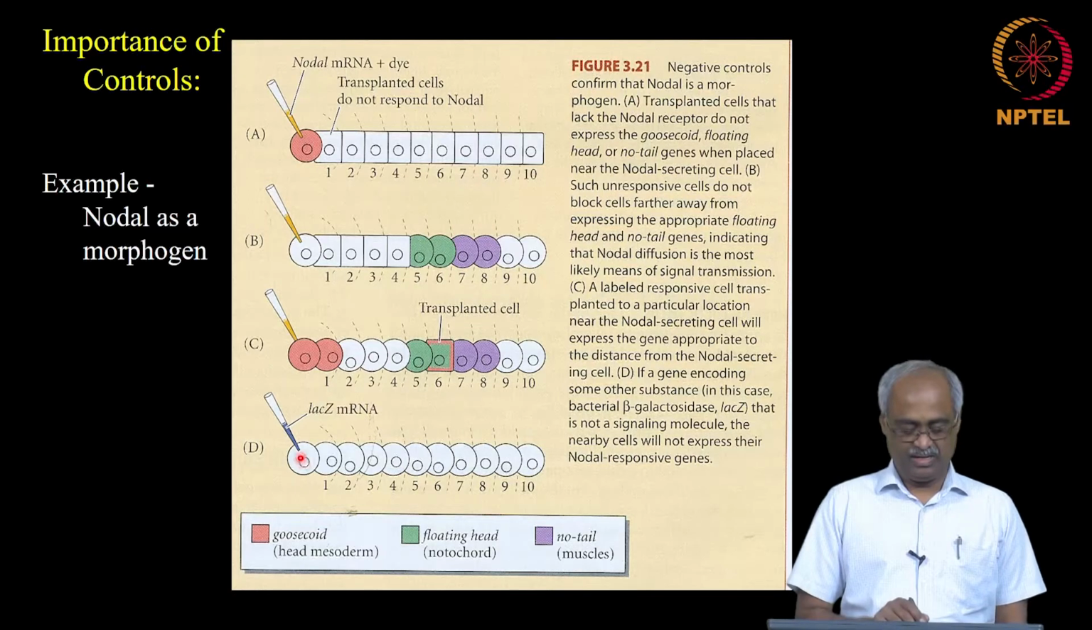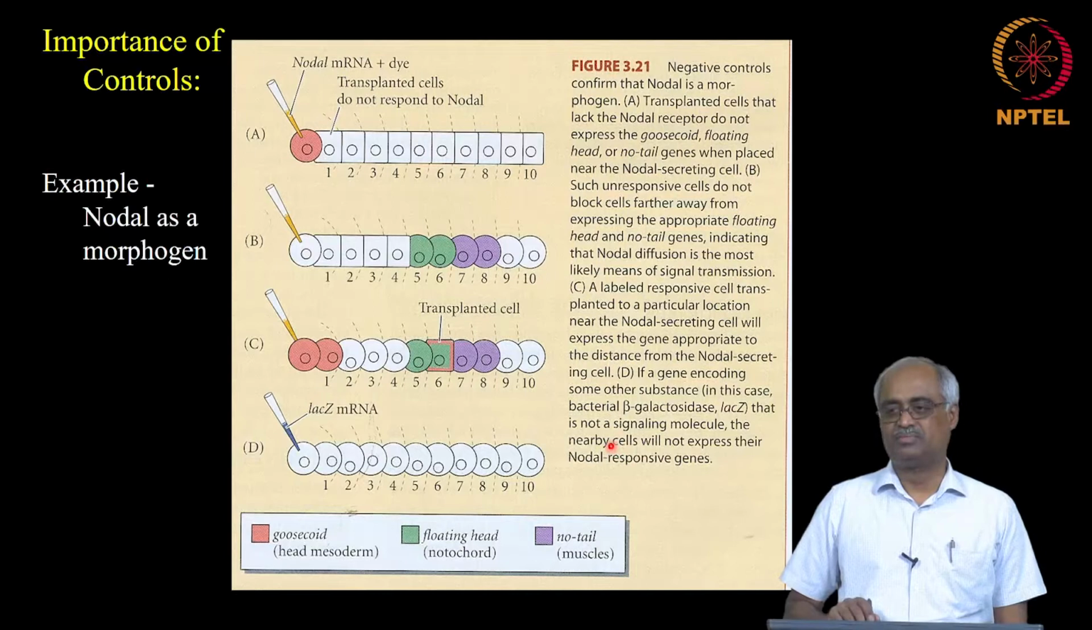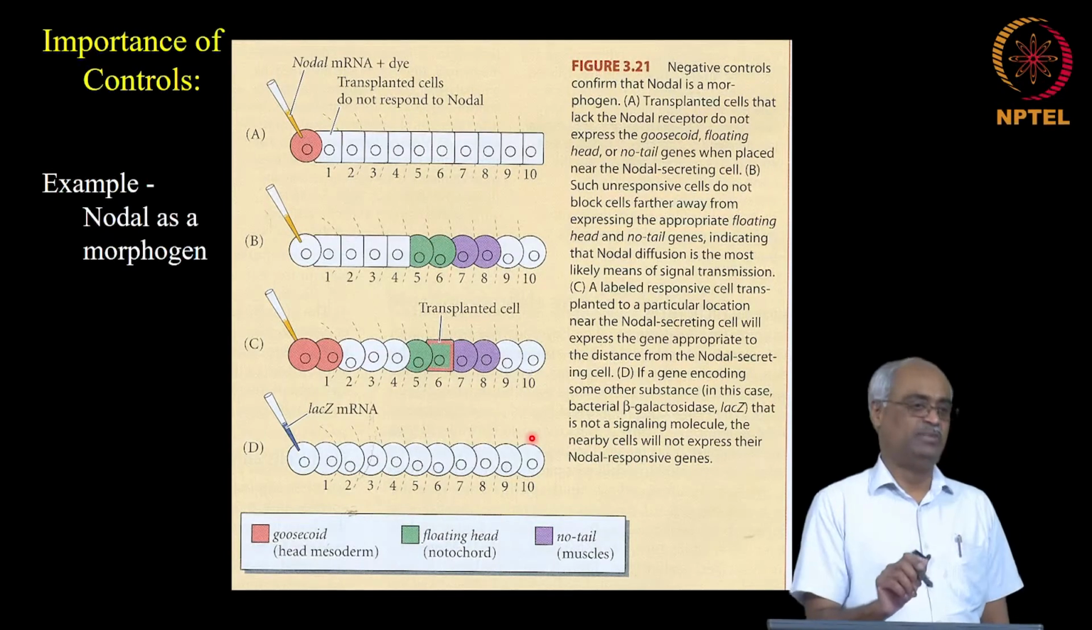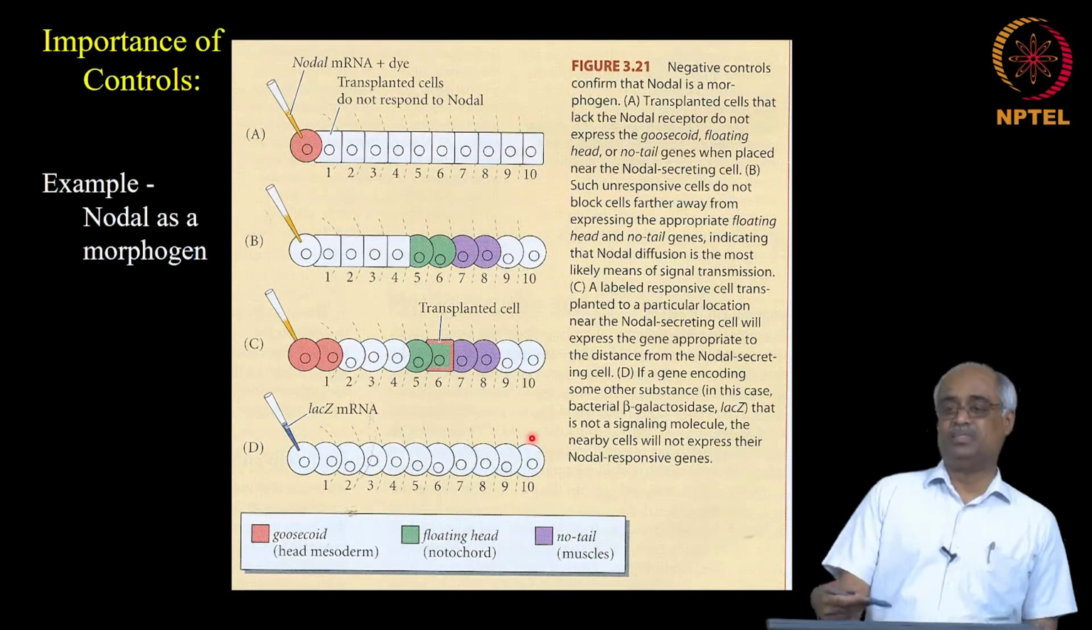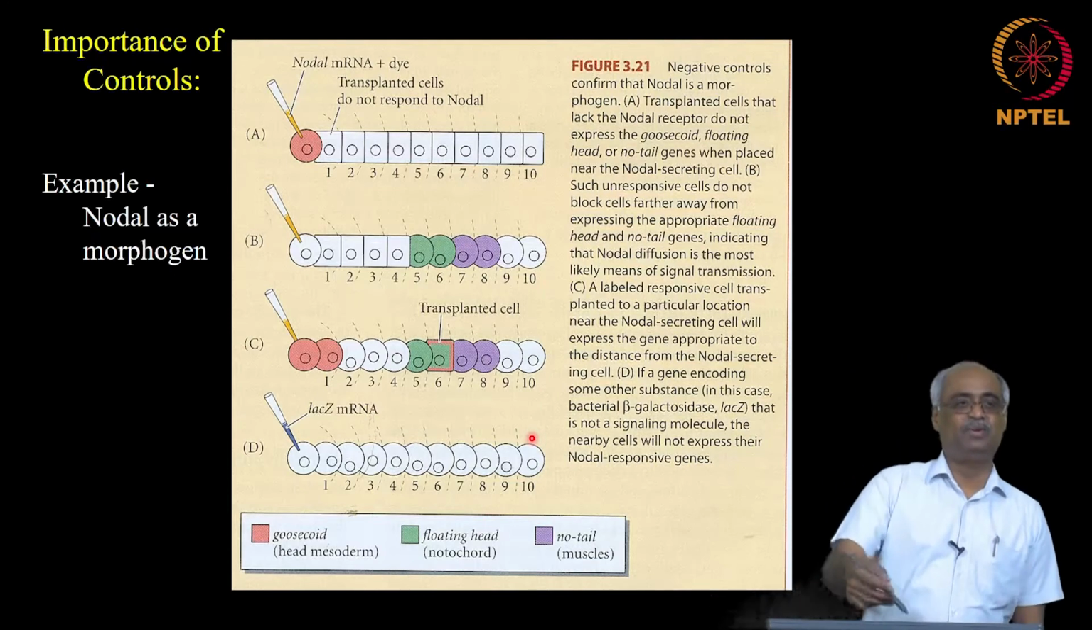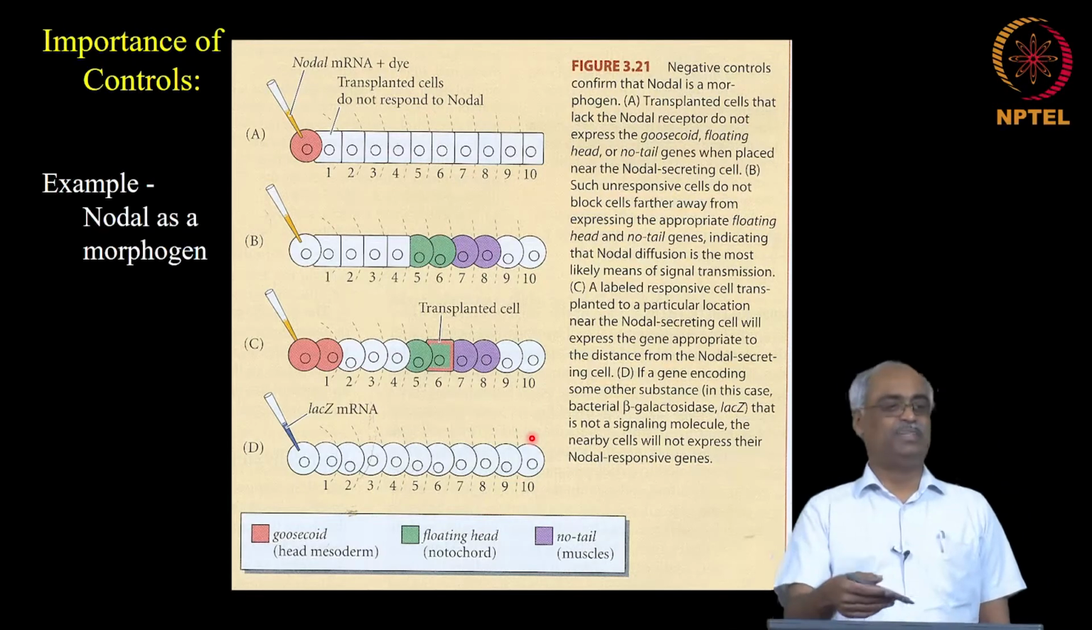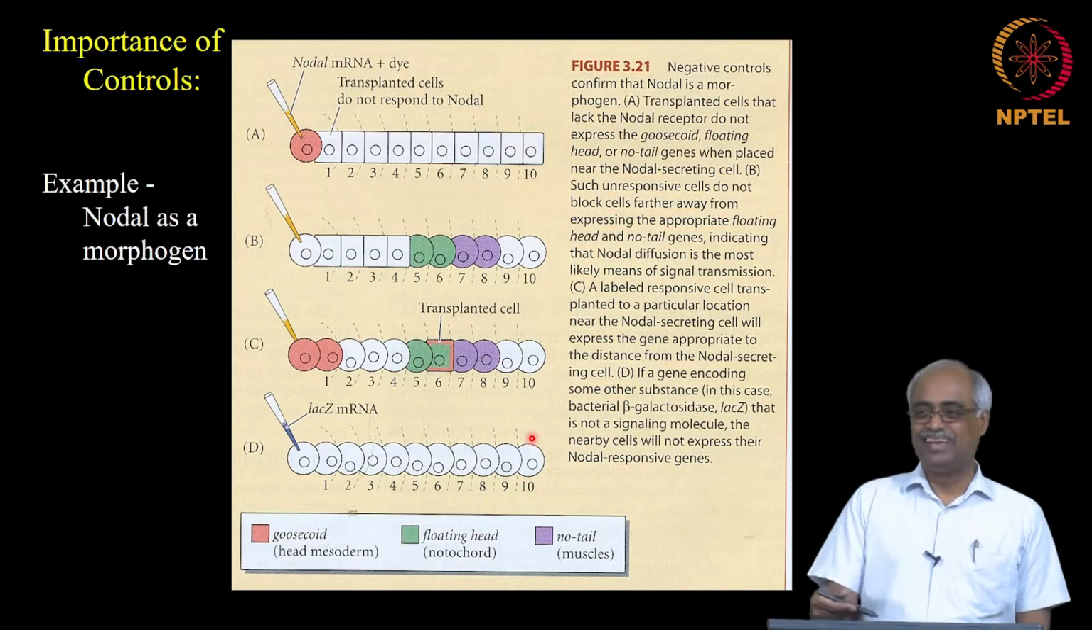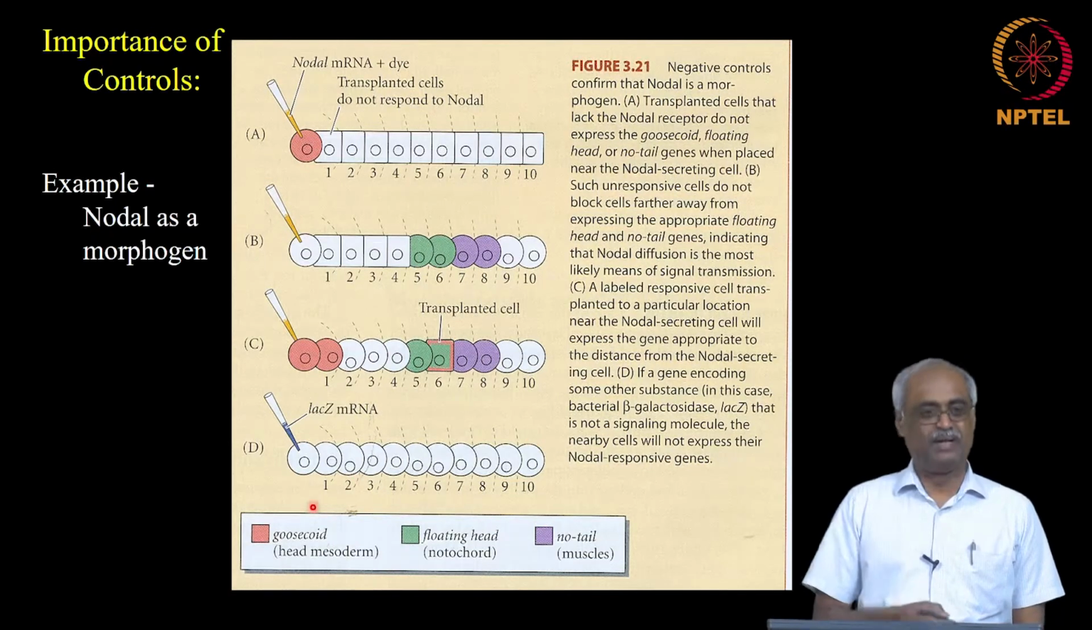So, you put lacZ mRNA and nothing happens. So, the effect is only with the nodal. This is how you do control experiments. Okay. So, this is also research methodology training, okay, in addition to explaining how morphogen gradient works.